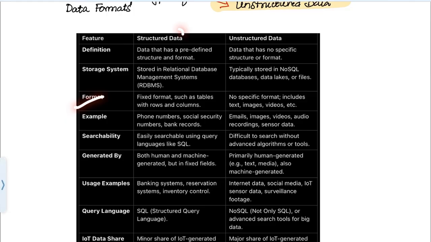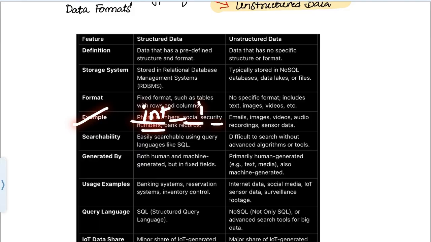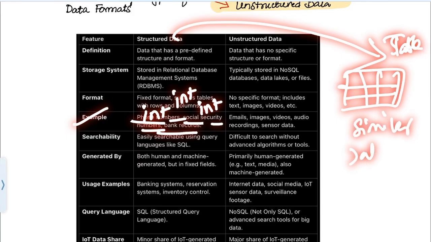Next, looking at the format, for structured data there'll be a fixed size, fixed rows and columns and all. Speaking of unstructured, there is no specific format. We can store text, images, videos, or anything. Coming to examples, phone numbers are all integer data type, social security numbers again integer data type, bank records again integer data type. So when you're storing data in a structured table, you'll be making use of a similar data type.